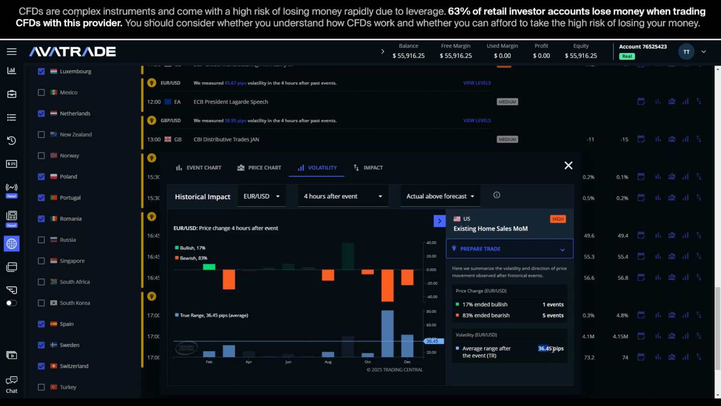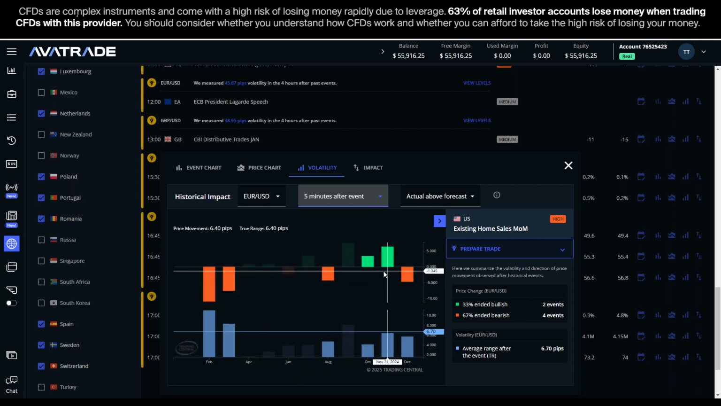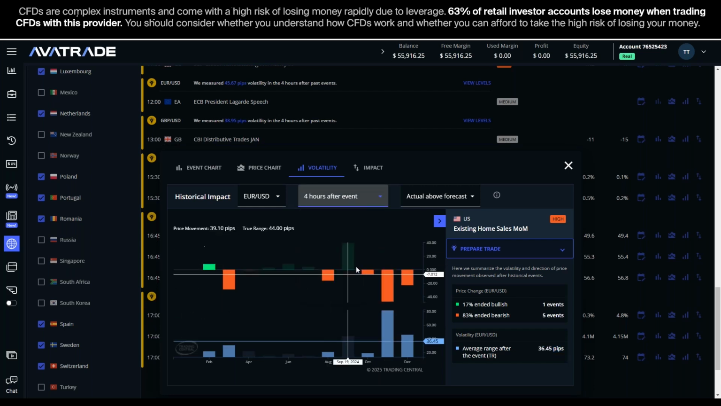We're talking 36 pip movement after 4 hours. In the first 5 minutes, half of them maybe even went up, and the average range movement was only 6 pips. So you have time to get your trade off in the first 5 minutes, and after 4 hours, you see what the result was. USD strengthening when the home sales come in better than expected the majority of the time. So this is something I would certainly maybe put my eye on to potentially trade on.